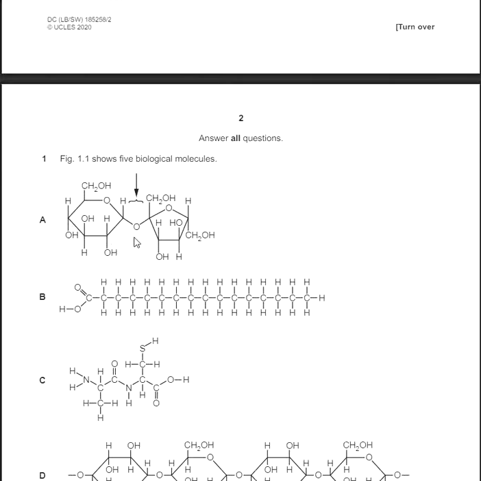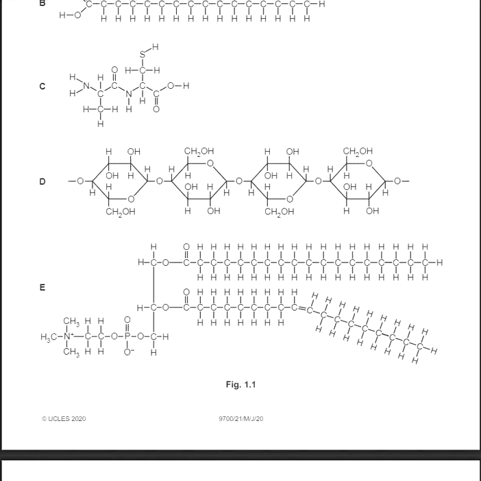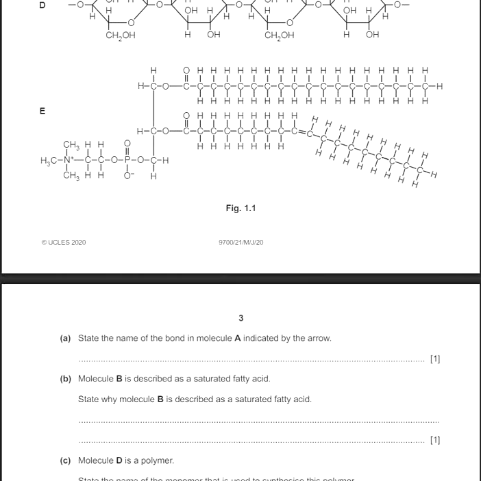Okay, so we have a bond between 2 monosaccharides here, and these bonds are called glycosidic bonds. So here we have a glycosidic bond.